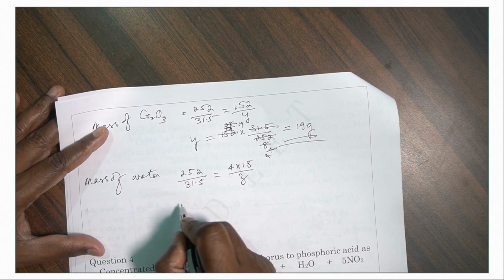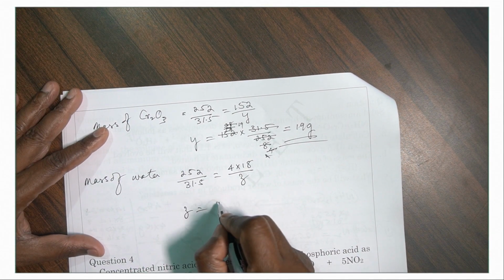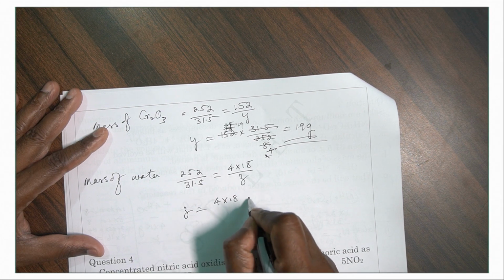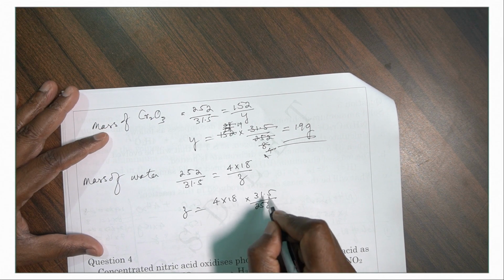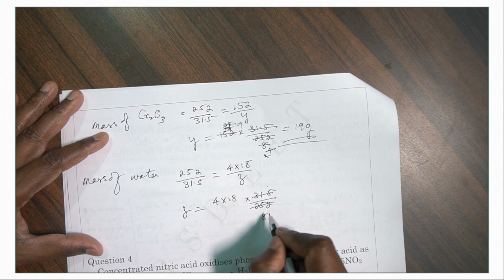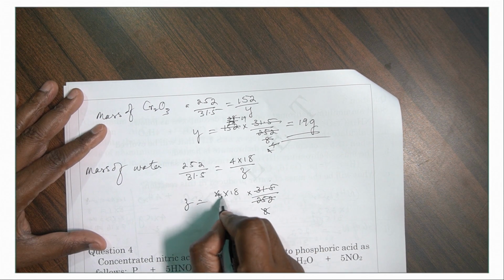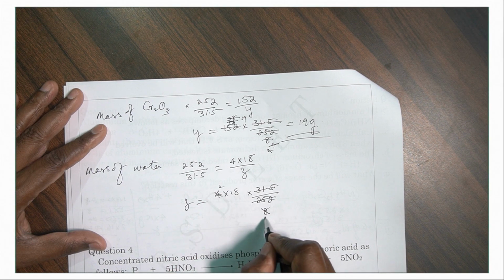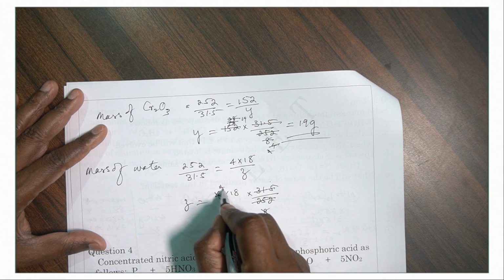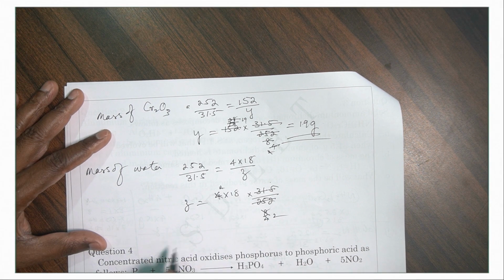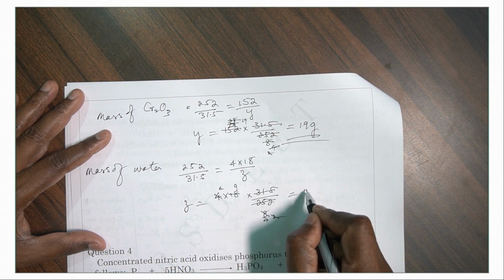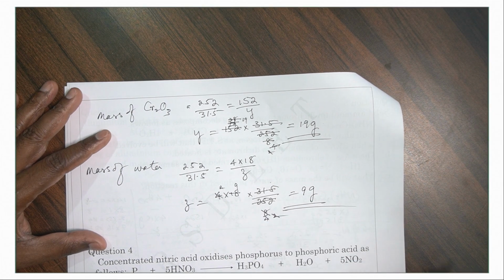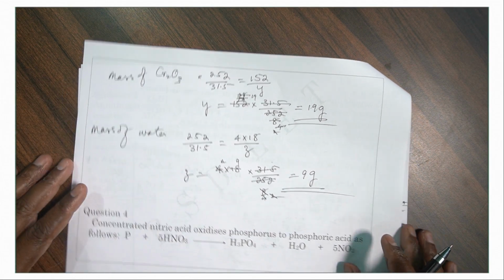Now what is Z? Cross multiply. Z is equal to 4 into 18 into 31.5 upon 252. As we have cancelled already, this is 8. Now 8 and 4 will be 2 and 2. Now 2 upon 18, this will go 9. So it's equal to 9 grams. Answer is 9 grams. I think that is clear.